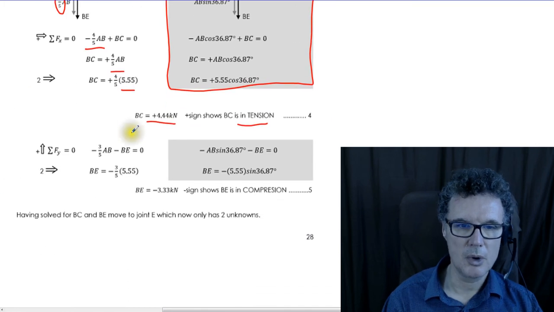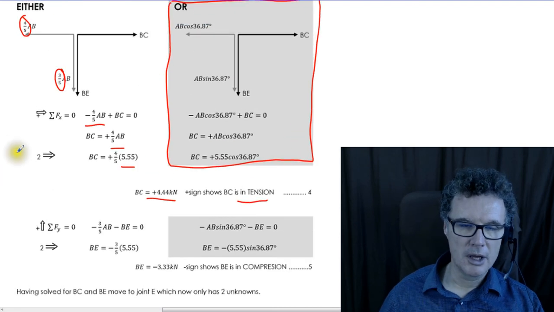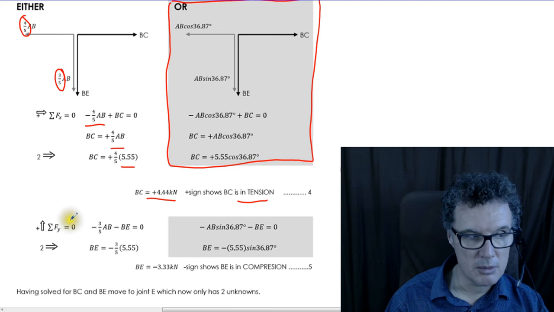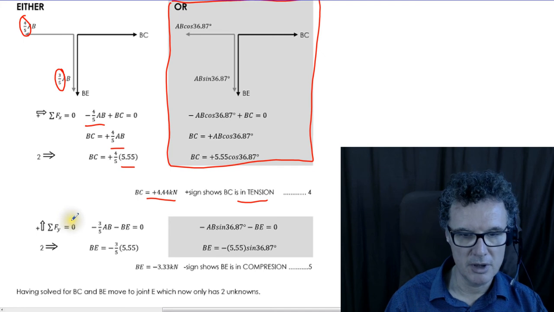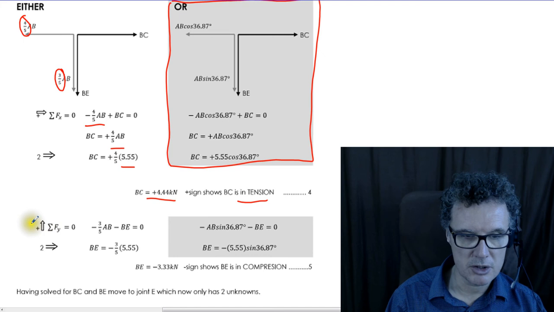When I resolve in the y direction, what do I get? Okay, so this is another example where I would probably deviate from the course notes. If I was resolving the y direction, personally speaking, I would resolve downwards.